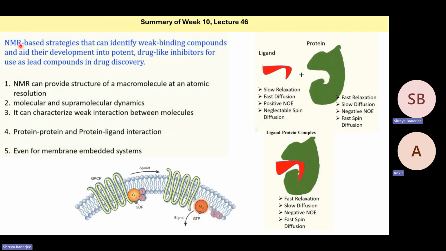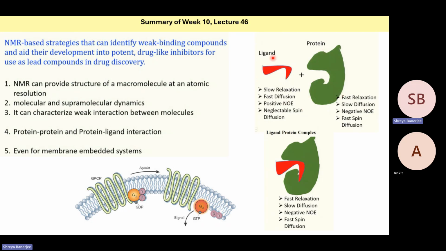Now, there are NMR based strategies that can identify weak binding compounds, and using bioassay, these weak binding compounds can be developed into more and more potent drug like inhibitors and help us to find lead compounds in drug discovery. So, we have already seen in the last class how you can have a ligand and a protein.